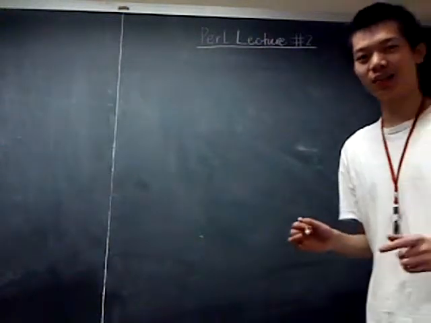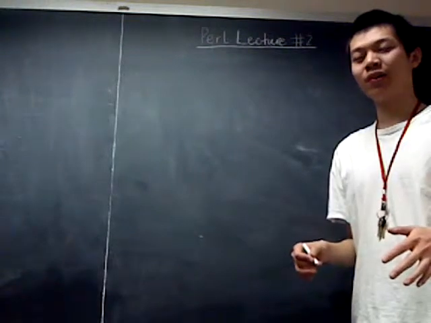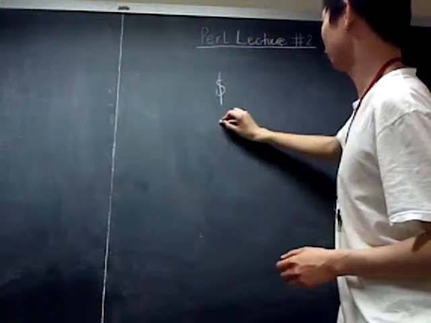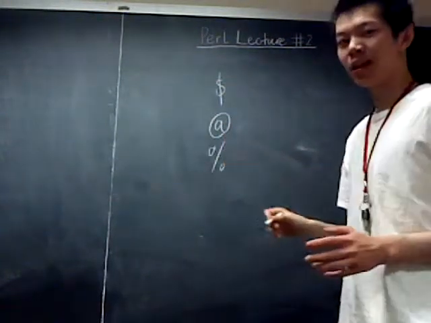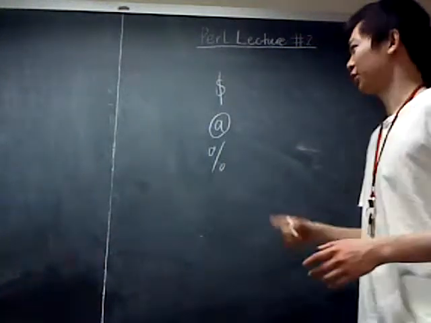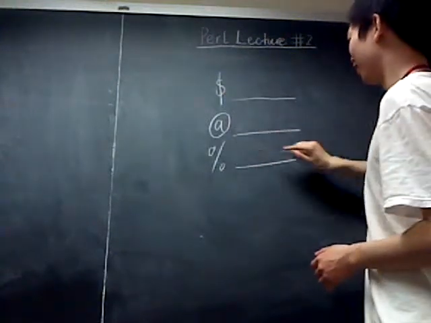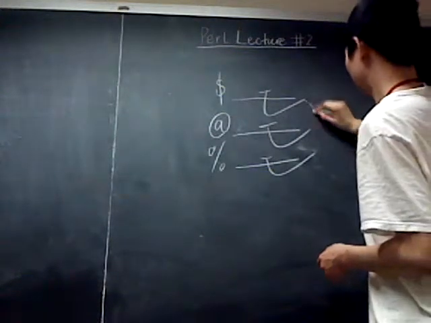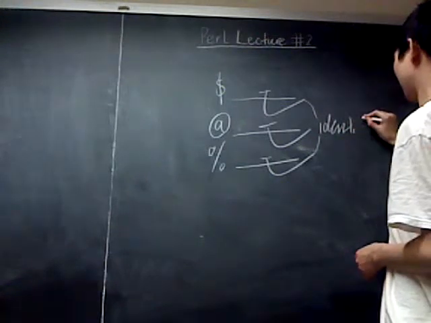Furthermore, in the last lecture, we learned that to define a scalar, an array, or a hash, you have to use these signs. This for scalar, this for an array, this for a hash. And to give the name of an array, hash, or scalar, you have to follow these signs along with a corresponding identifier, right? Identifier.